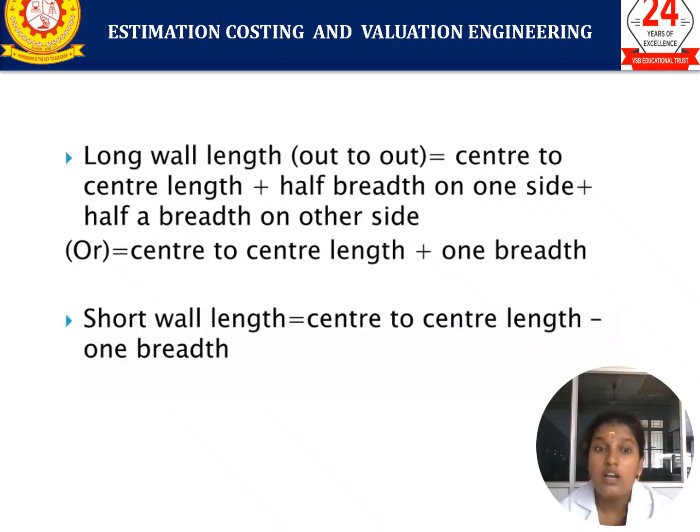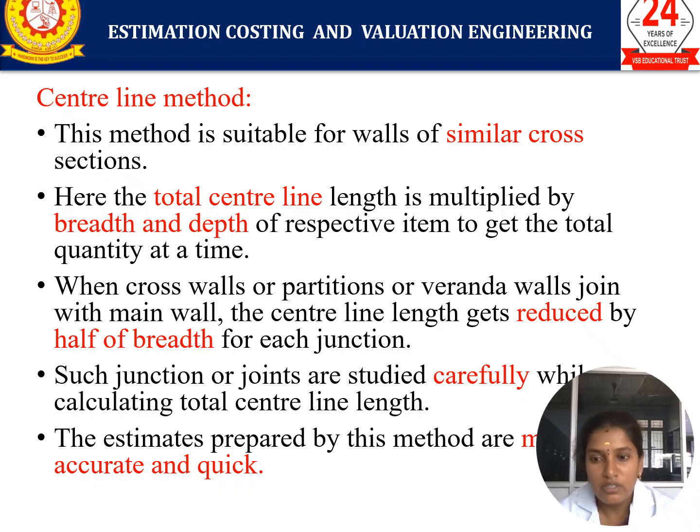Likewise, what will happen in the short wall length? It will be reducing. So that's why we put center to center length minus one breadth, right? So this is the long wall short wall method, mainly used for different lengths and breadths. If you are constructing a house or apartments, each and every length and breadth will vary. But if you are constructing a hospital building or school building, with similar cross sections, that is suited for the center line method.